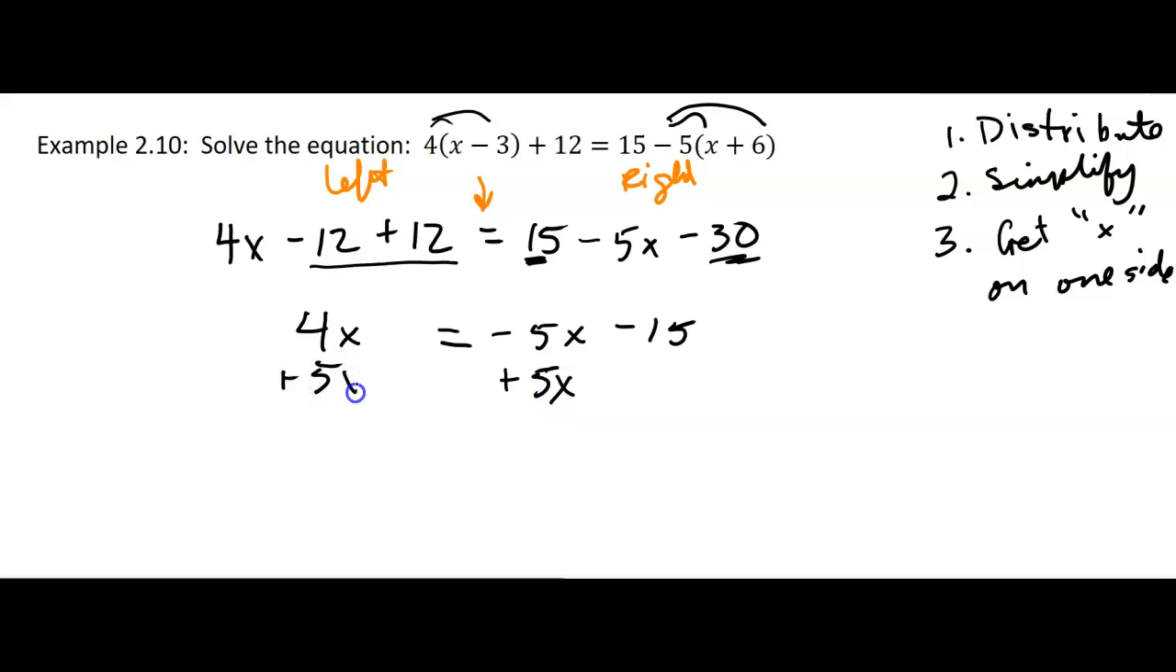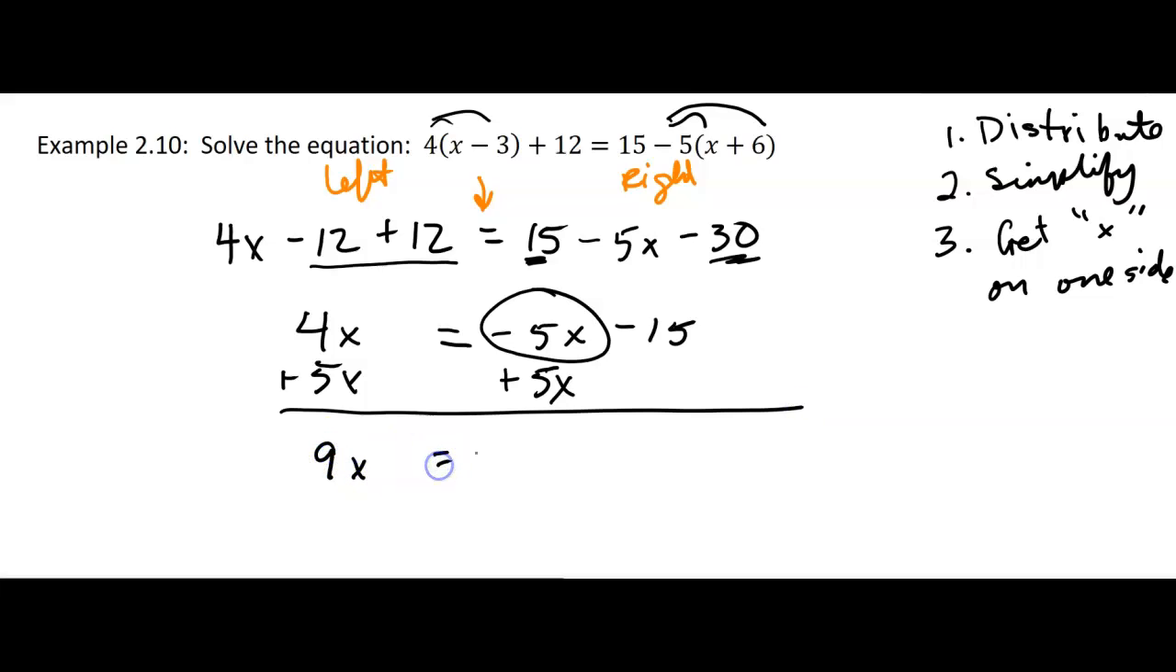This is an addition step. You're taking this term, you don't want it over on the right anymore, so you're doing the opposite of subtracting 5x, you're adding 5x, and whatever you do to one side, you have to do the other side. Okay, so that gives us 9x equals negative 15. Don't forget that that's a negative 15, so you don't want to lose your minus sign there.